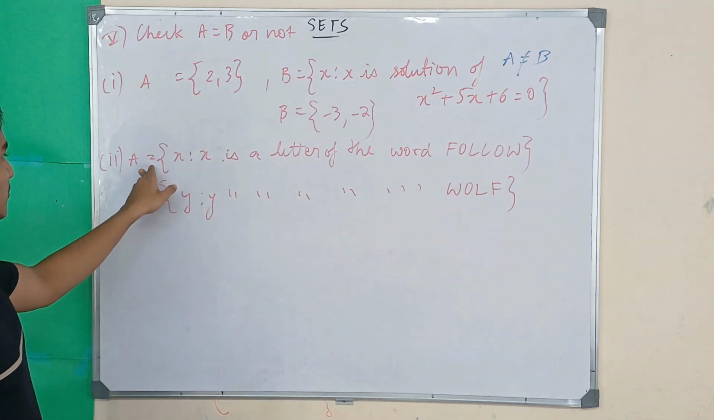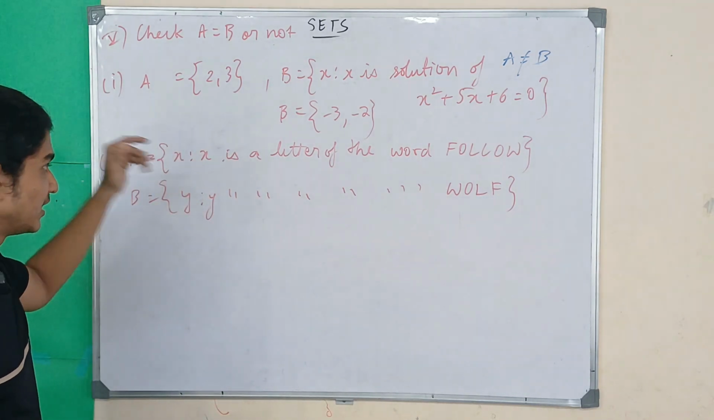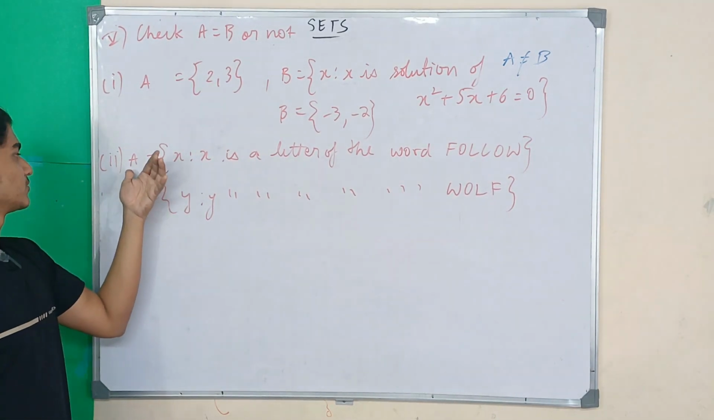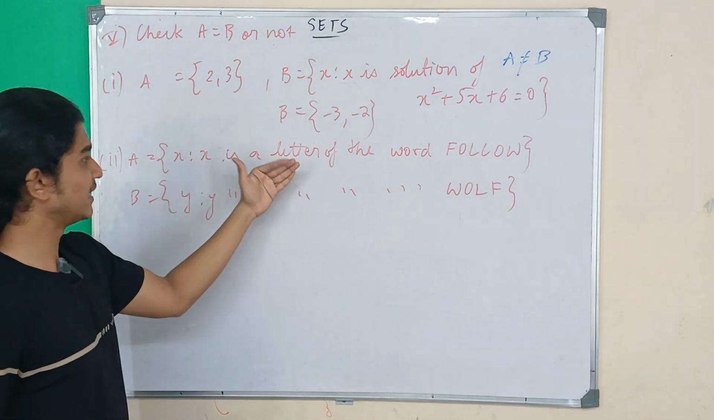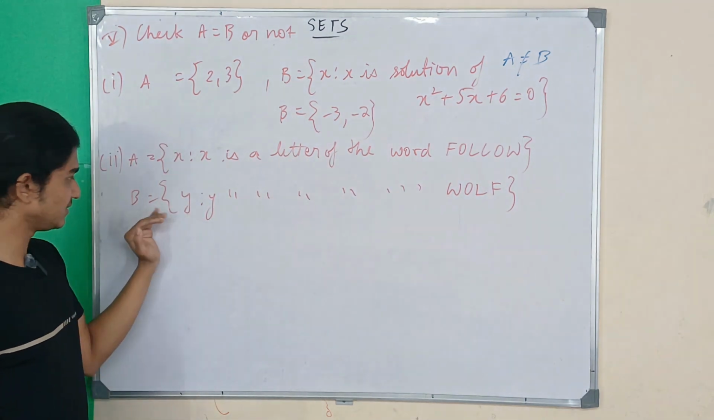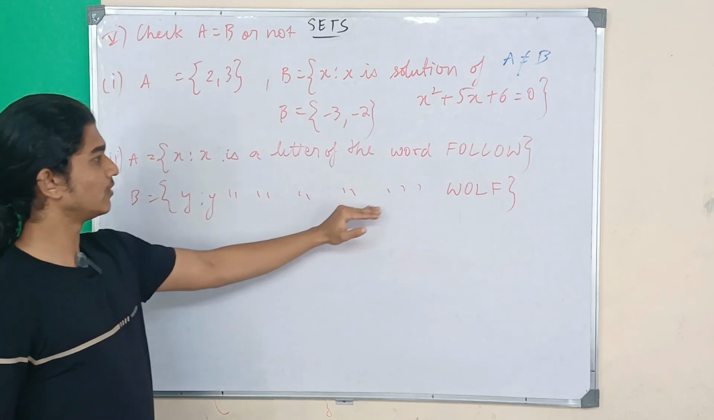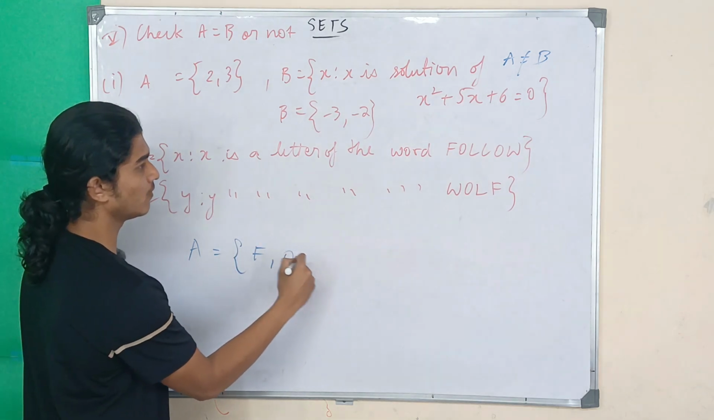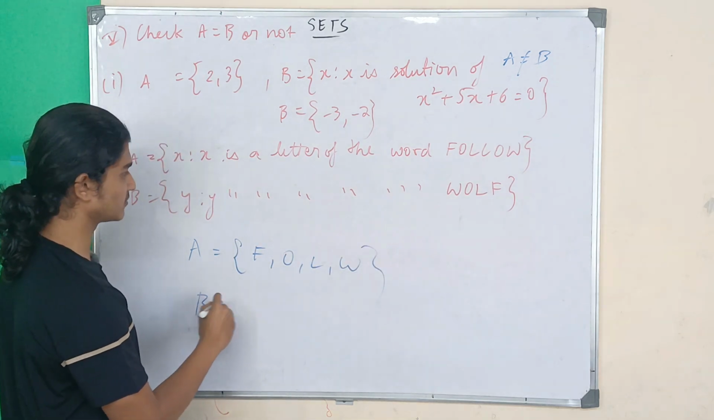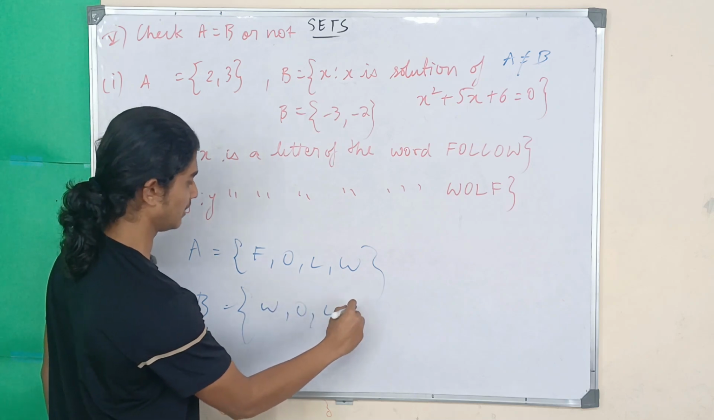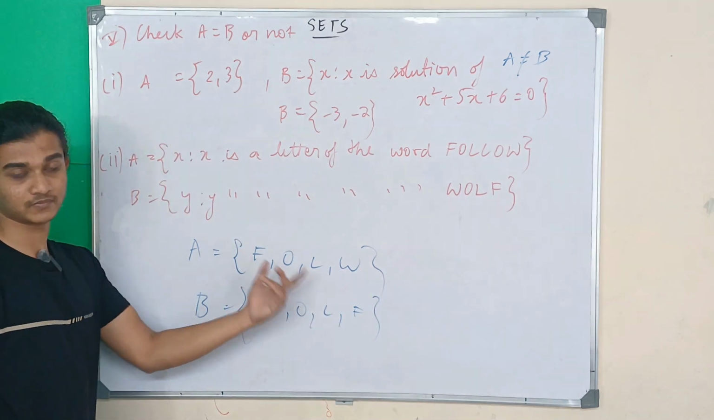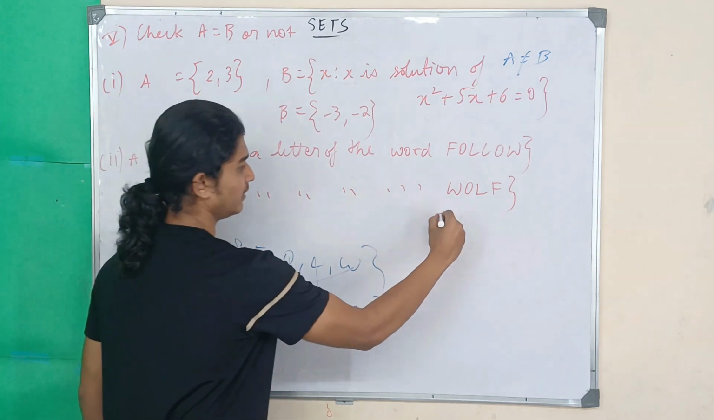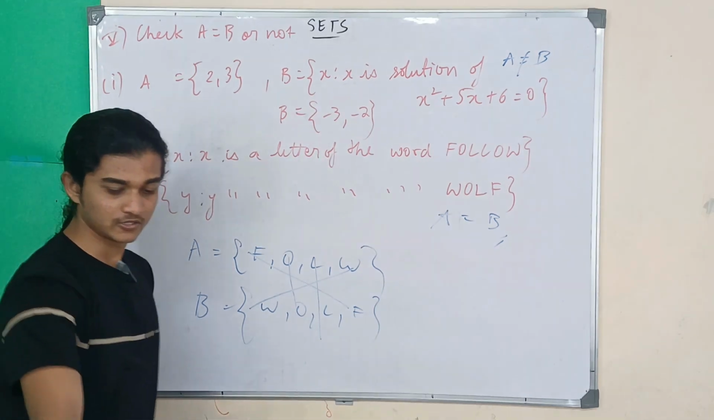The next one is A equal to the set of all x such that x is a letter of the word follow, whereas B is the set of all y such that y is a letter of the word wolf. I suggest you guys solve this. It's very easy, but I'm going to write the solution anyway. So pause the video and try to solve this. So A is going to be F, O, L, W, whereas B is going to be W, O, L, F. Now we have to check whether they're equal or not. Yes, F is there, O is there, L is there, W is there. So I can say A is equal to B. Easy, simple. This is how we solve these kinds of problems.